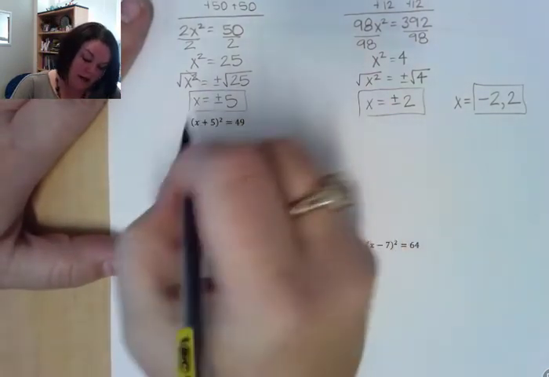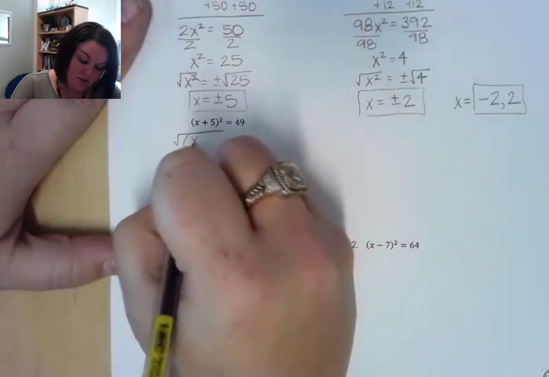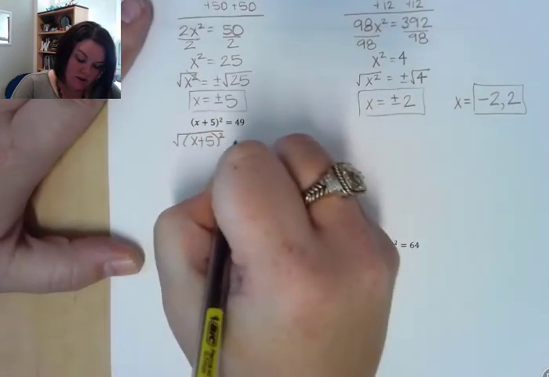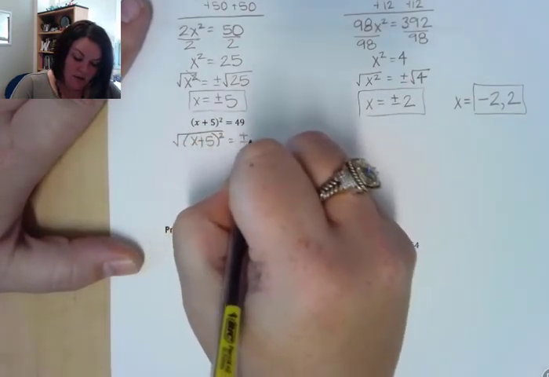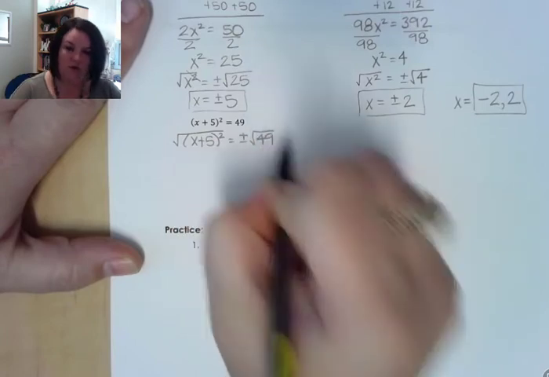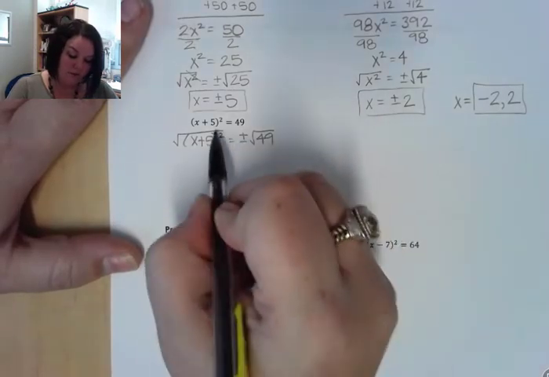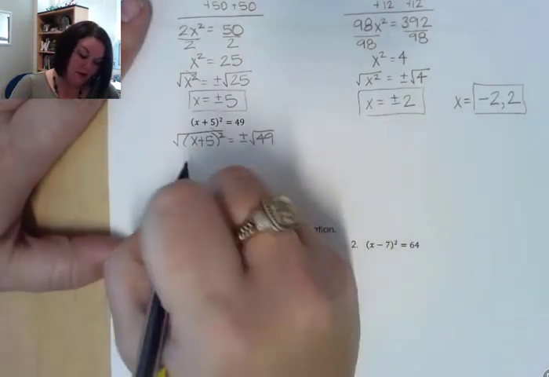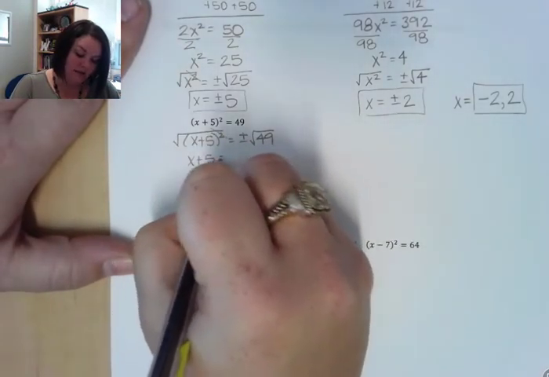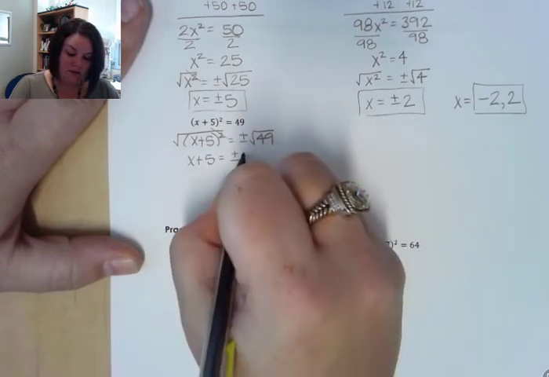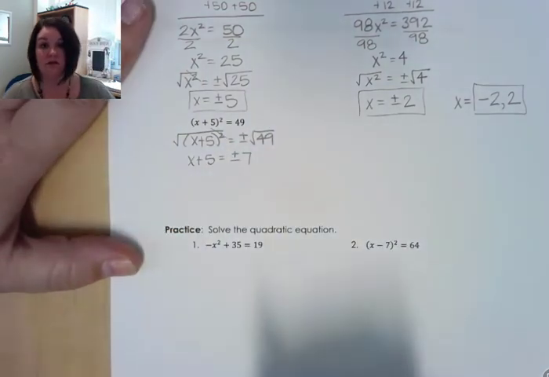So I can go straight into taking the square root of both sides. That way my square and my square root will cancel. Don't forget your plus or minus on the right-hand side. So on the left, once my square and my square root cancel, I'm left with just x plus 5, and that's going to be equal to plus or minus 7, which is the square root of 49.